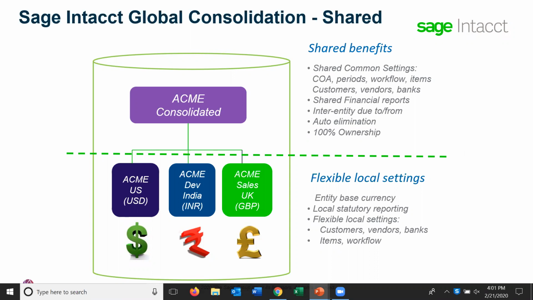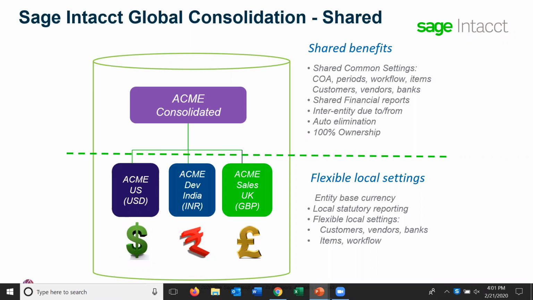There is some benefit to this, some shared benefits around some of the common settings, the chart of accounts, the reporting periods, the workflow, your items and customers and vendors, the ability to share financial reports. And of course, one of our key benefits is being able to set up the inter-entity, which is going to create the due tos and due froms.